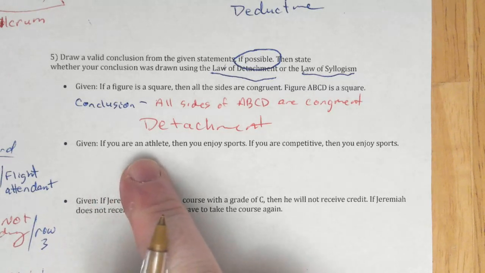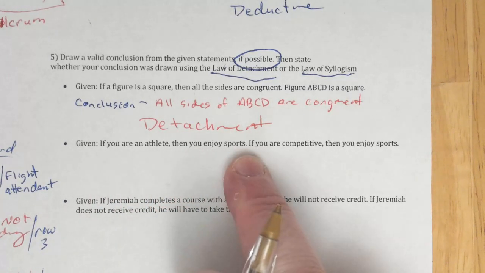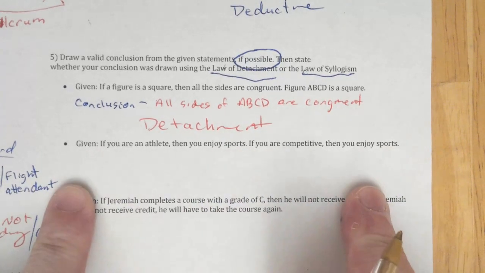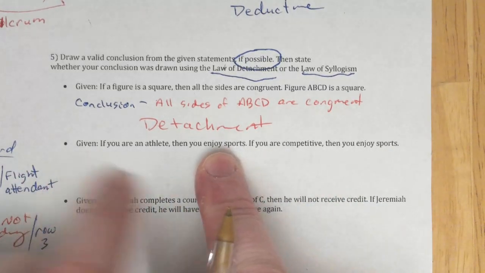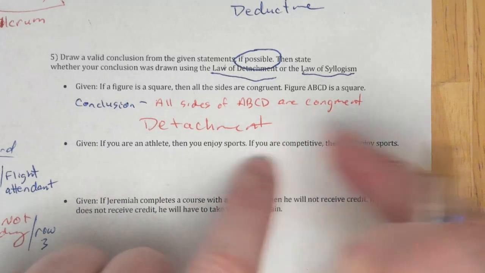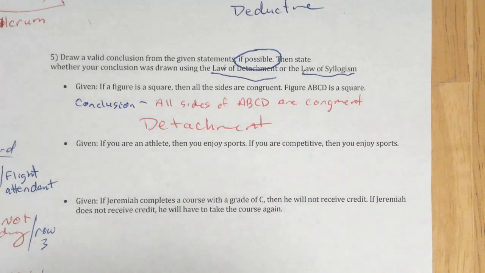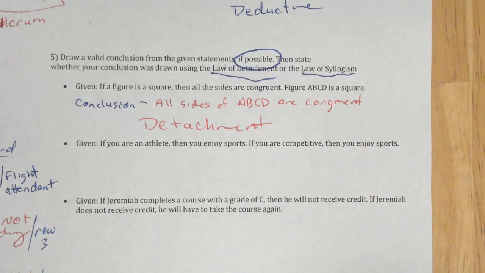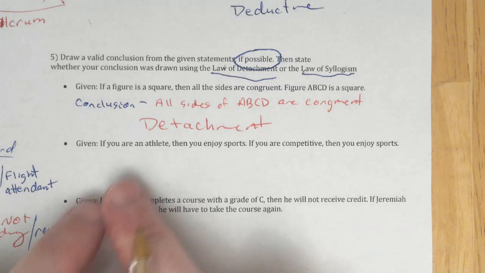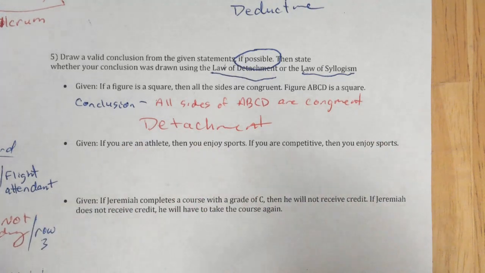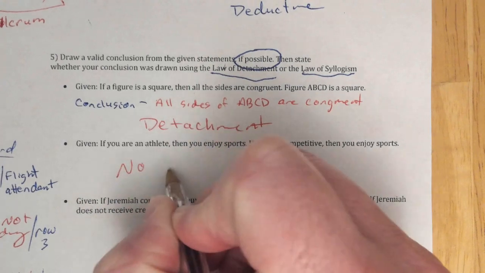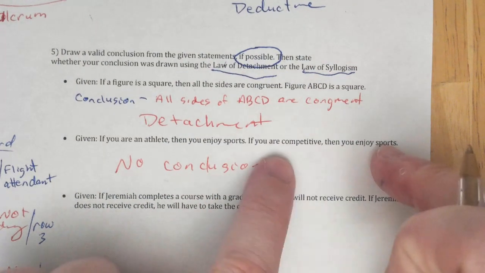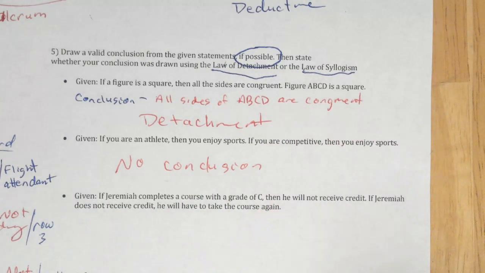All right. If you are an athlete, then you enjoy sports. If you are competitive, then you enjoy sports. Okay, there was no connection right there. There was no connection going from one to the other, and now if these two were switched, then I could say that. So if this was right here and this one was right here, then I could do a new rule, but there's no direct hopping, so there is no conclusion. However, if these two were switched, then I could have done something.